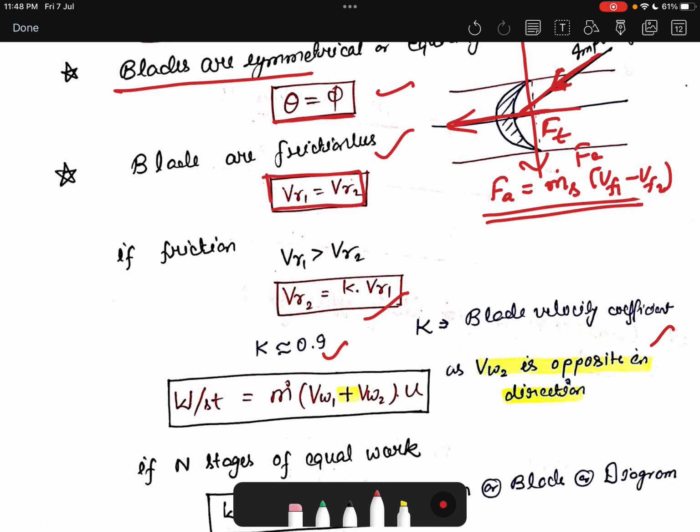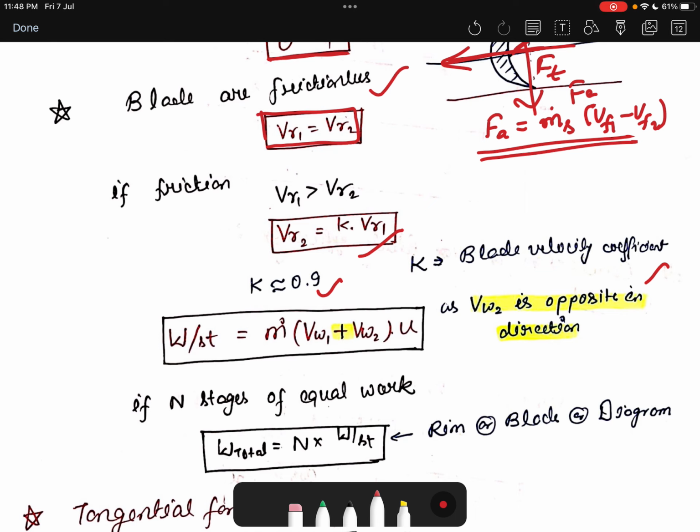Ultimately we want to find out the work per stage. Work per stage we can get from the mass flow rate of the steam and (Vw1 plus Vw2) into U. This is the force, and when we multiply with the velocity U, we get the power. So it is the power of the impulse turbine.